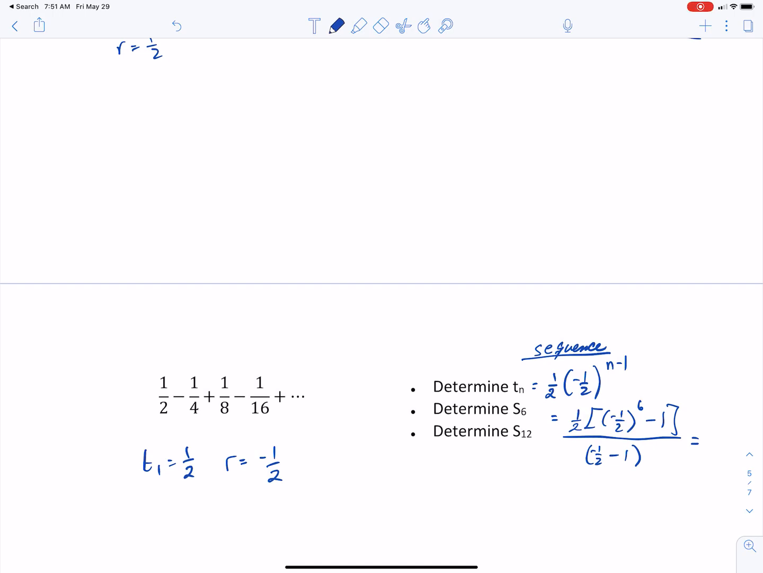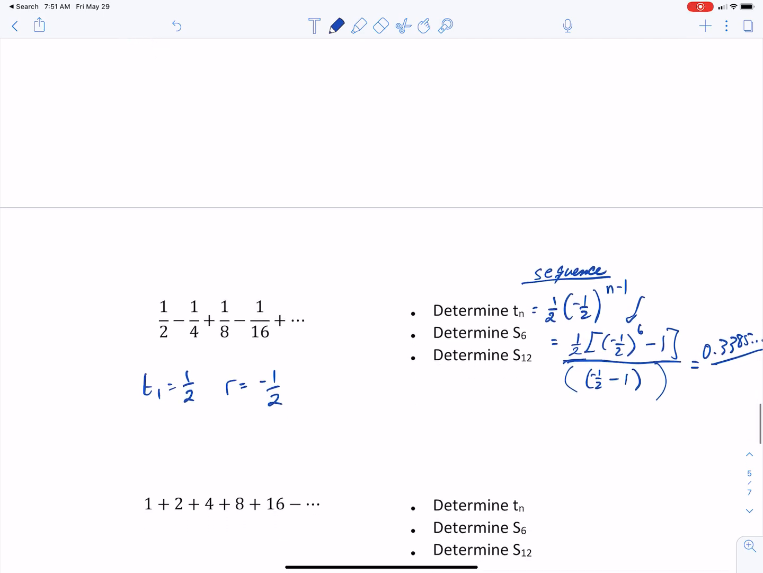So I'm going to put in this part first, negative 1/2 to the power 6 in my calculator. I'm going to take away 1 and get that answer, and then I'm going to times it by 0.5, and that's this here, and then I'm going to divide it by this. So divided by bracket negative 0.5 minus 1 is 0.3385, and so on. So these ones aren't really the nicest to work with there. Let's move on.